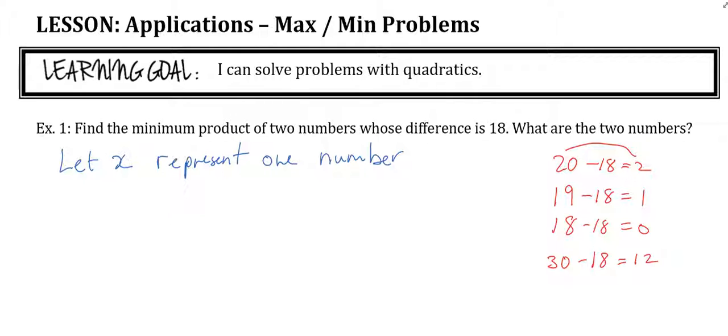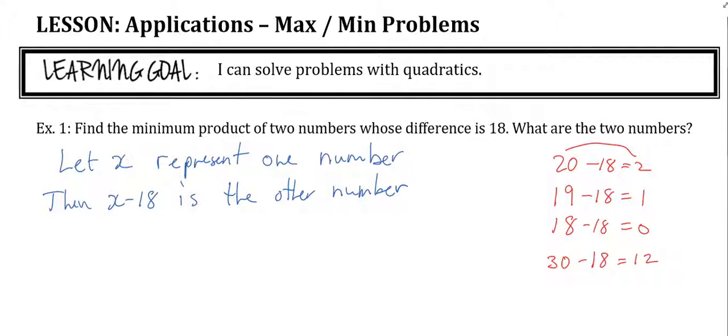Okay, so if my number is x, what's the other number? Yeah, x minus 18. But you could also actually do x plus 18, it would work. So we say then x minus 18 is the other number. And you don't have to write this one down.